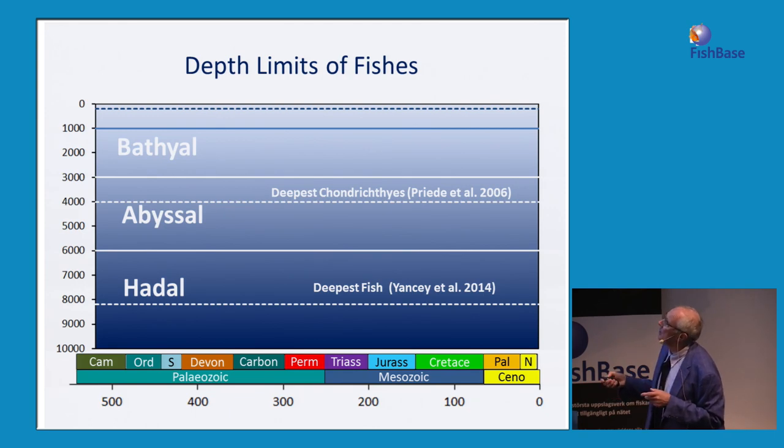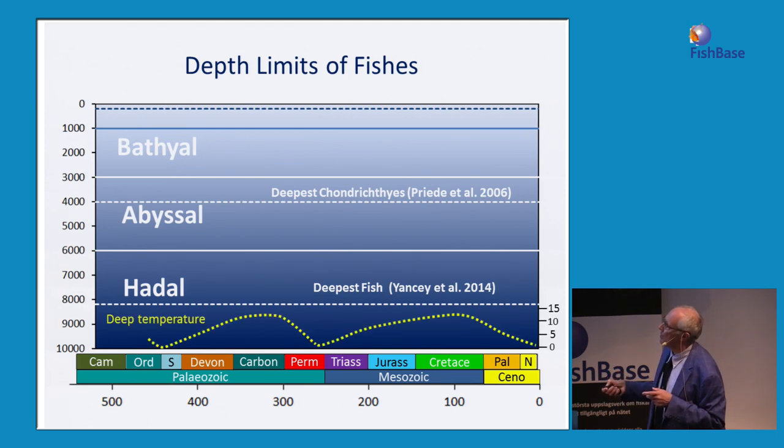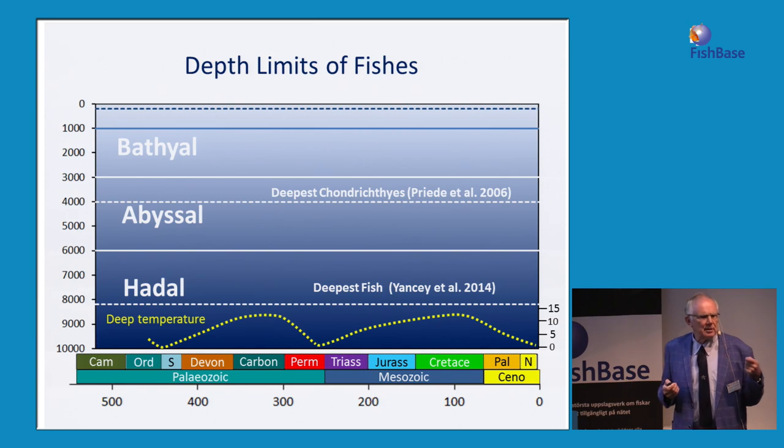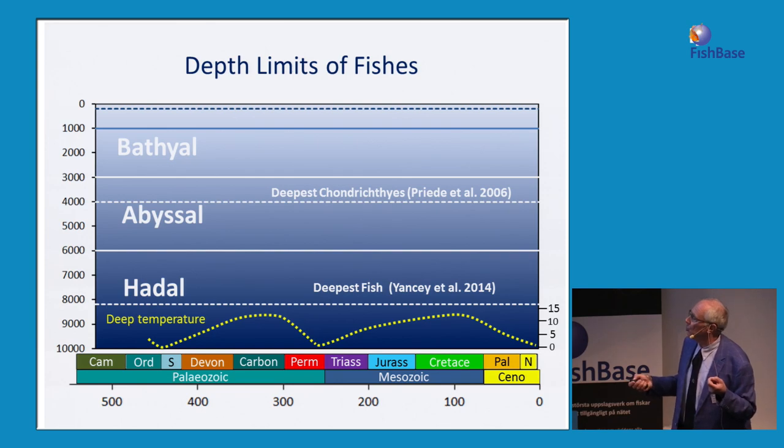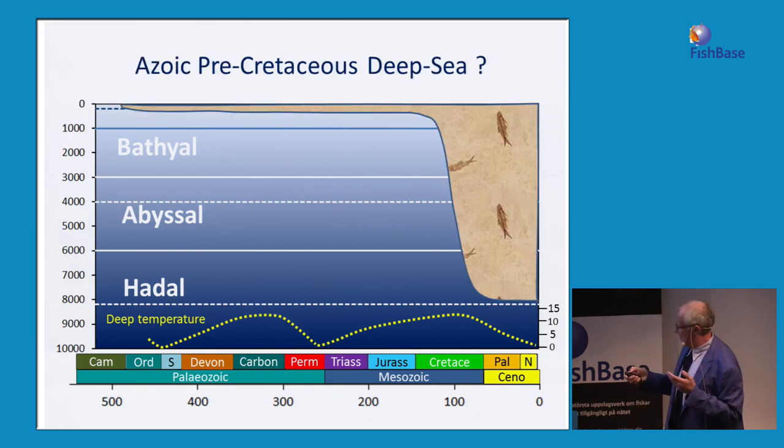So if we go back to the depth limits of the fish, bathyal, abyssal, hadal, the temperature has varied over this time. We're very used to the idea that the deep sea is cold, but in fact in the Mediterranean the deep sea is warm, and there have been warm periods and cold periods. In fact during the Cretaceous, when a lot of the current deep sea fauna originated, it was actually quite warm. So if we look at the Azoic pre-Cretaceous deep sea, the idea is that nothing lived in the deep sea until very, very recently.